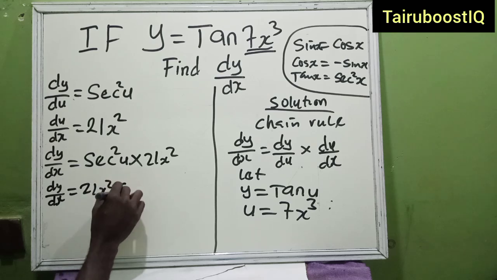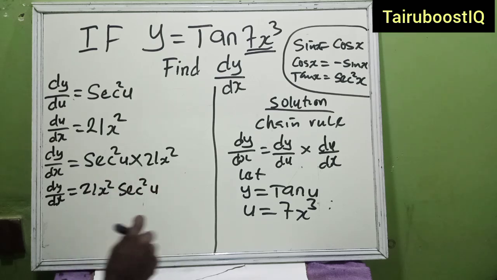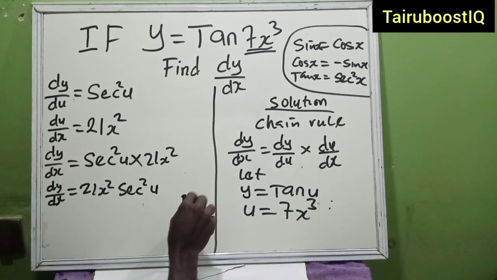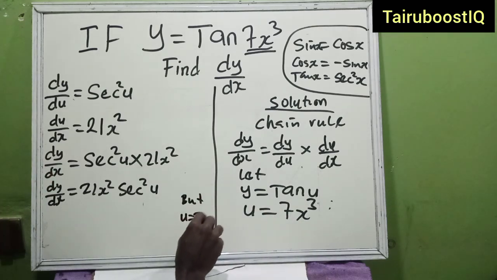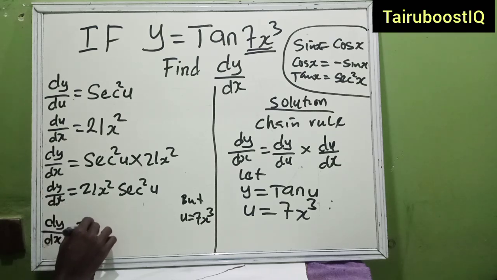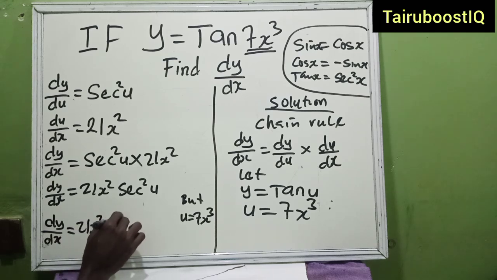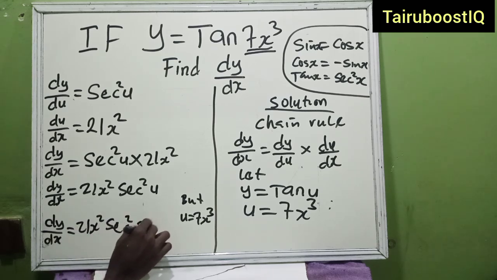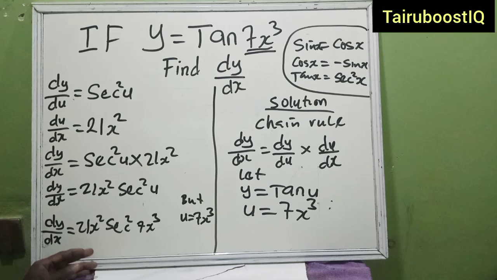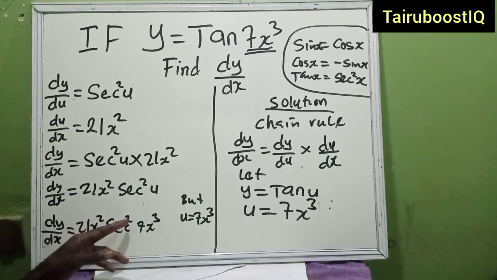So when we multiply these, what we are going to have is 21x squared sec squared u. But what is our u? Our u is 7x. We now say u is equal to 7x raised to power 3. So in that case, our dy over dx is equal to 21x squared sec squared of 7x raised to power 3. And this becomes the derivative of tan 7x raised to power 3 is equal to 21x squared sec squared of 7x raised to power 3.